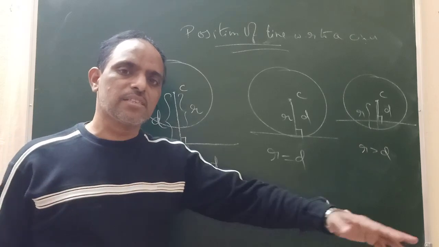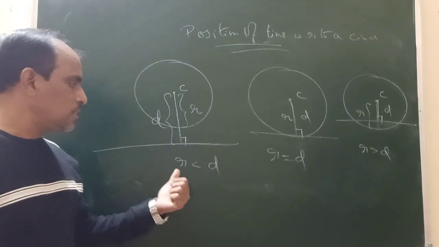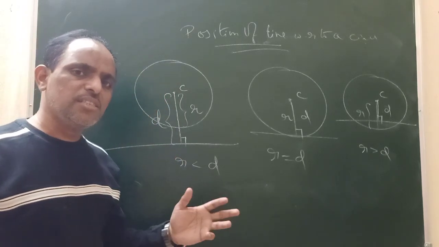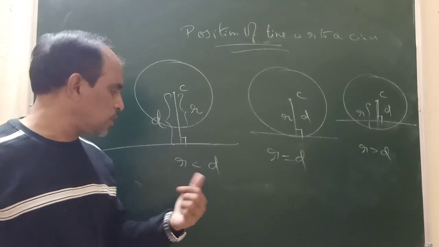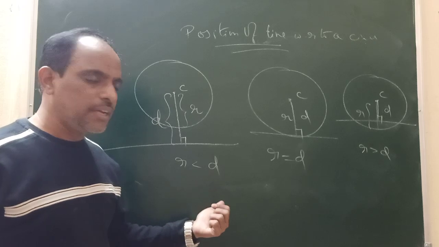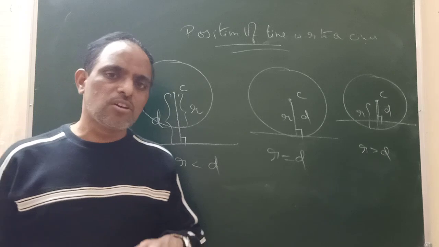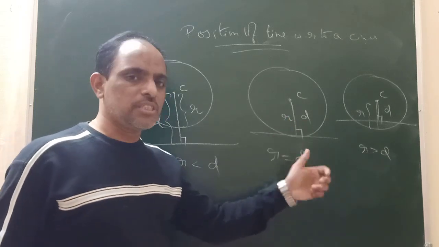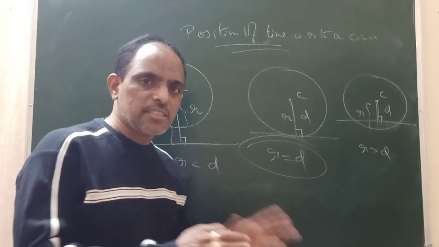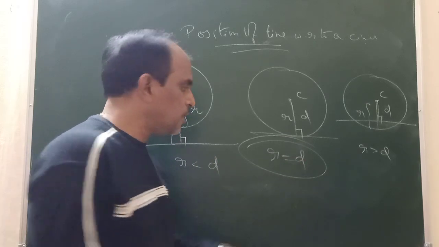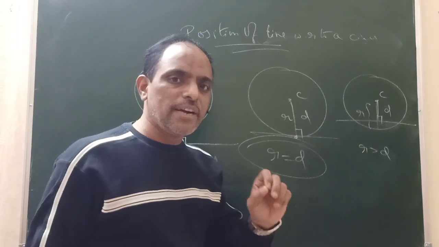Secant line means if a line cuts a circle at two distinct points, then that line is called a secant line. You see, this is a line that neither touches nor intersects, where the radius is less than D. D means the perpendicular distance. You remember this one: D is the perpendicular distance from the center to the given line. So if R is less than D, the line neither touches nor intersects the circle. If R is equal to D, this is very important, the condition for tangency. If a line touches the circle, then R should be equal to D, and where the tangent line meets the circle, the point is called the point of contact.